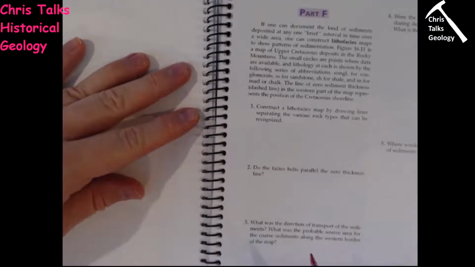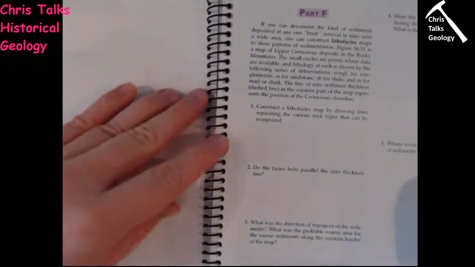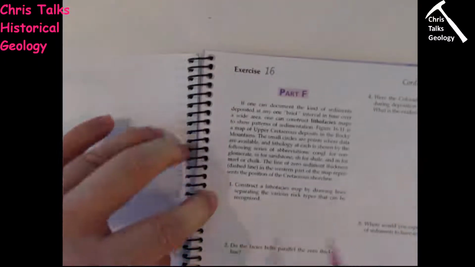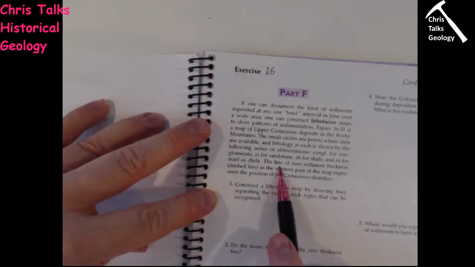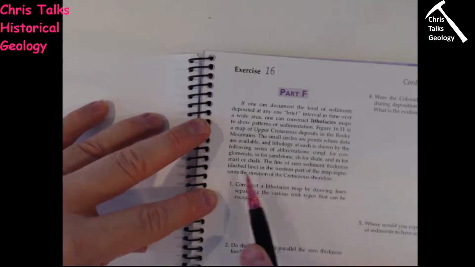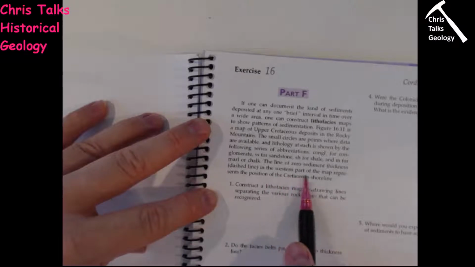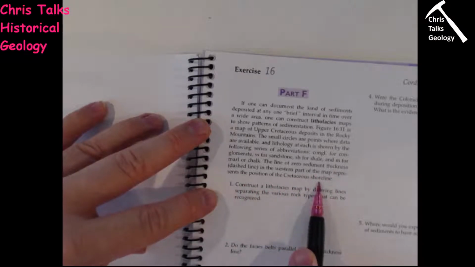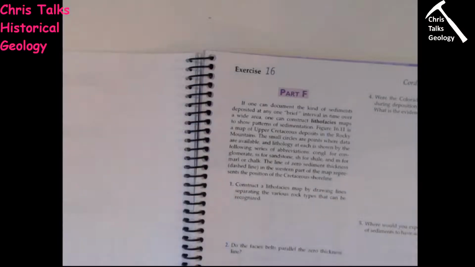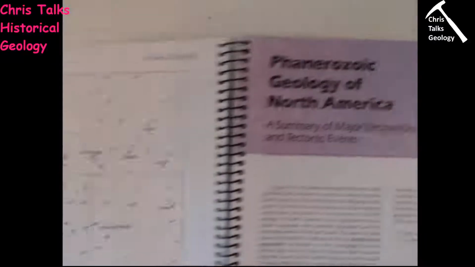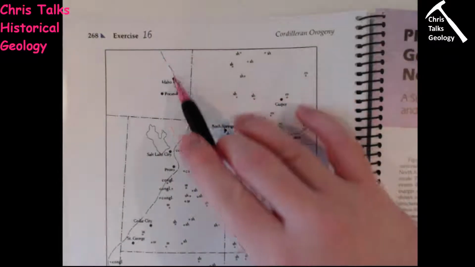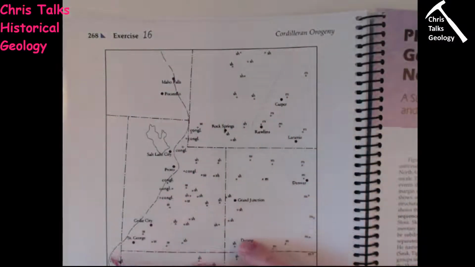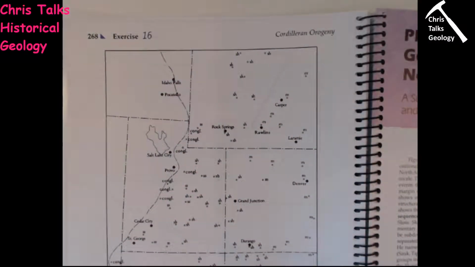Question 2: do the facies belts parallel the zero thickness line? So what's the zero thickness line? Here we go. The line of zero sediment thickness, the dashed line in the western part of the map, represents the position of the Cretaceous shoreline, so the coast. Let's have a look and see what we can find. Here it is, so here is the coastline, the line of zero thickness.